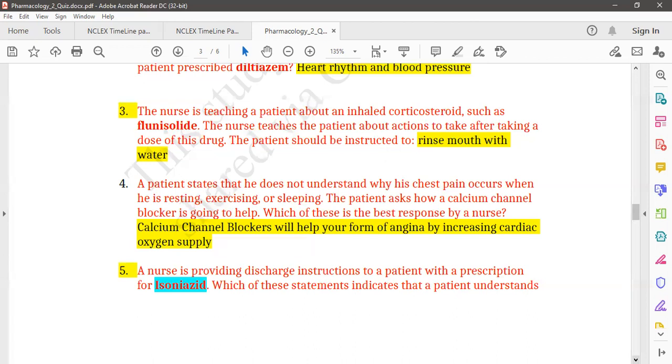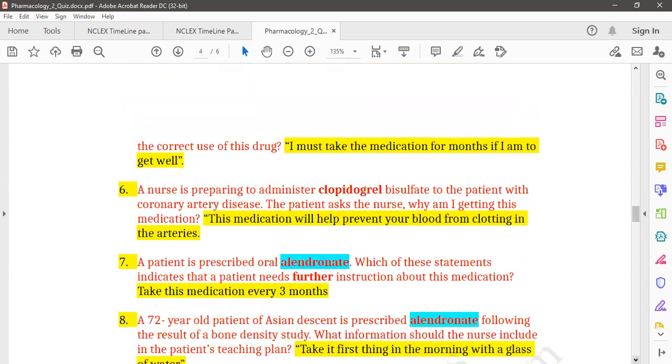Next question, a nurse is providing discharge instruction to a patient with a prescription for isoniazid. Isoniazid is an anti-TB medication. Which of these statements indicates that the patient understands the correct use of isoniazid? I must take the medication for months if I am to get well. Usually for anti-TB drugs, we have to take a 6 month or 12 month regimen. In most cases, patients stop the medication when signs and symptoms of the disease disappear, but they must complete the course of anti-TB drugs. So it means I must take the medication for months if I am to get well.